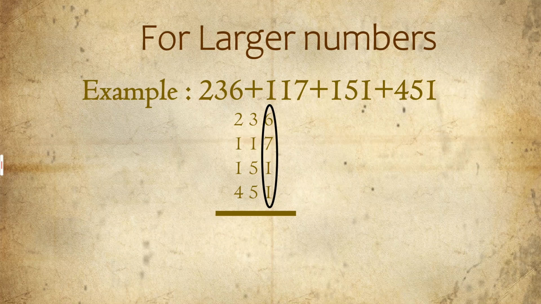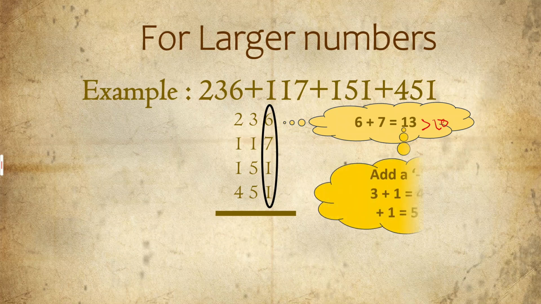Adding the first ones digits, we get 6 plus 7, that is 13. 13 is greater than 10, so we are going to be taking a carry forward in the form of a dash, and then we're going to be continuing with the ones digit, that is 3 over here. Moving on to the next number, 3 plus 1 is 4. 4 plus 1 is 5. So we're going to be writing down 5 below.